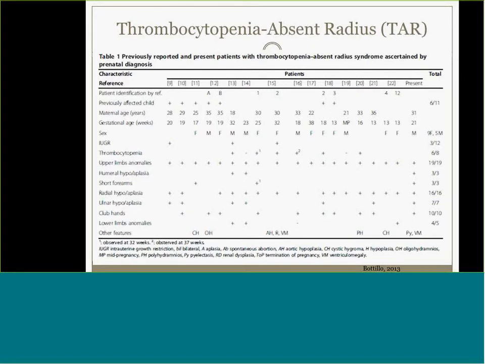So look at the case reports of TAR being identified on prenatal ultrasound, 19 cases. So again, it's very, very rare. And in 19 out of 19, upper limb abnormalities, radial hypoplasia or aplasia being the most frequent ones. This is what you guys will be picking up.